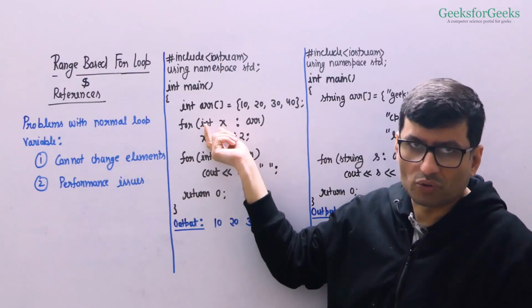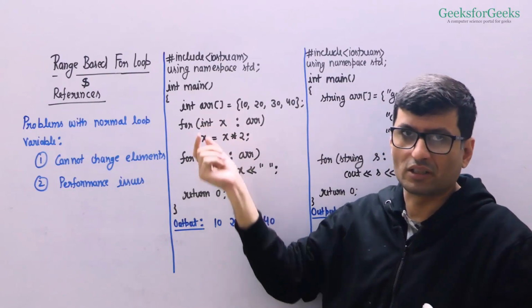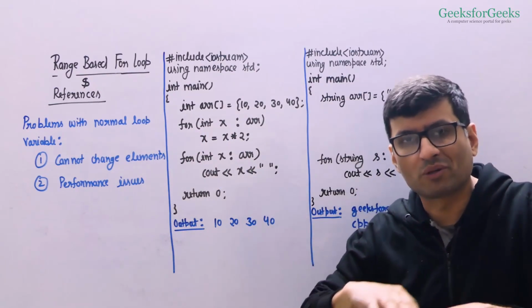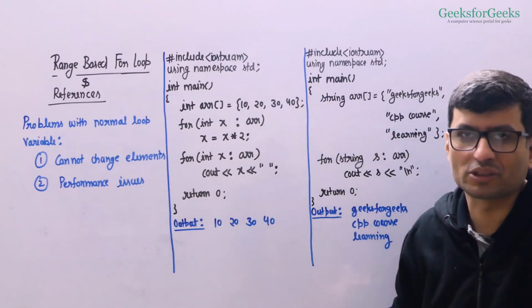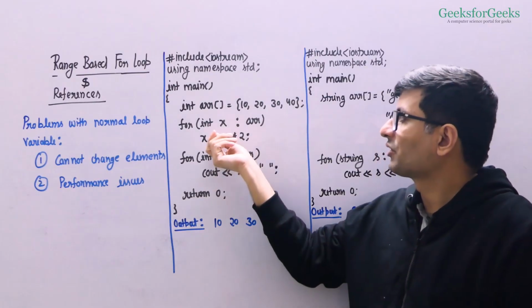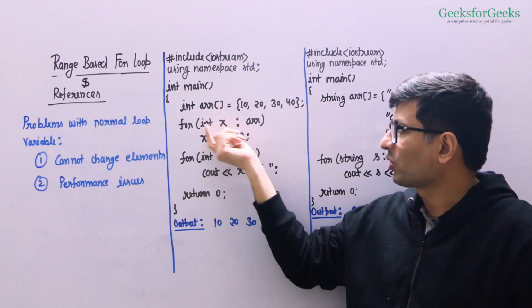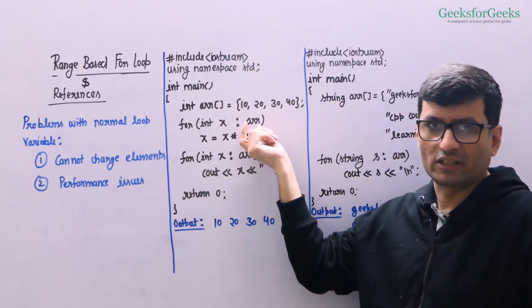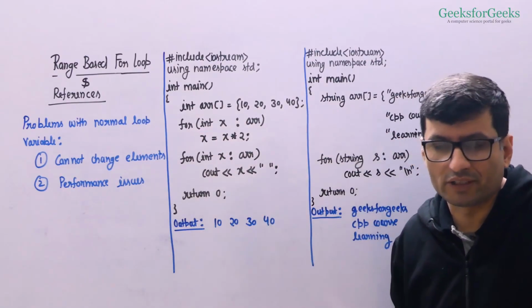You can also use auto here. Auto is typically used just to not have to remember all the complex types, especially when you use the standard template library, right? So you can simply write auto x here and then a colon, then the container name, and you can traverse through all the items of the container.